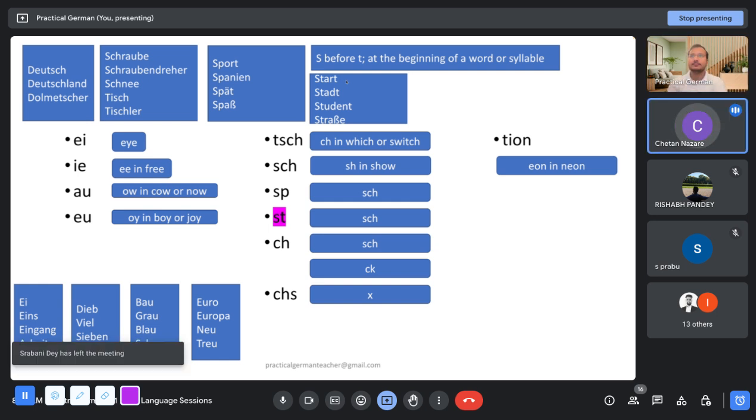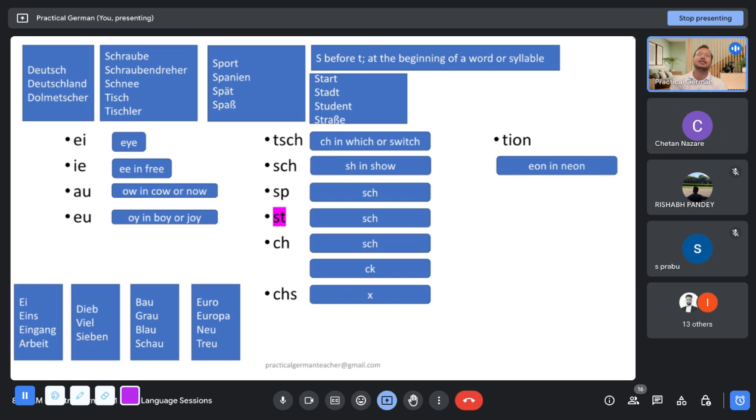Start, start, student, Straße. Meanings. Start is start. It's still start. There is a small difference, but it's definitely not state. If it's state, then it will be double A, Staat. This is something else.